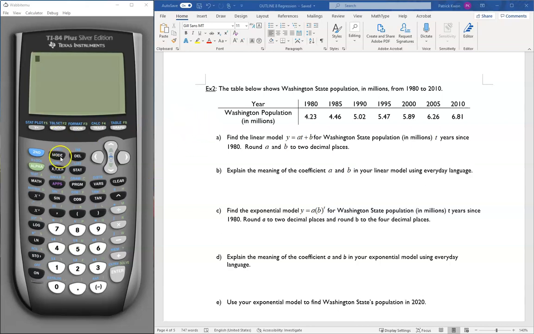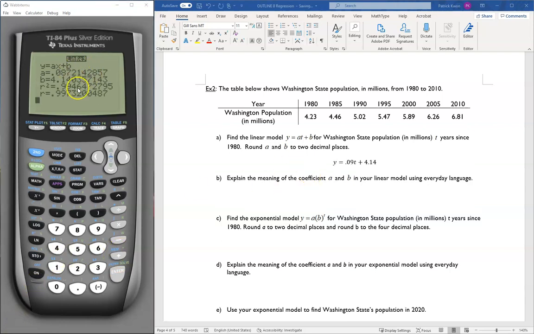So, just like last time, we want to hit stat and then we want to edit our table. I have already entered in the data, so if you have not and need some time to do that, maybe pause the video and then enter those in. Once you have filled out your table, then you want to go back to stat. We want to calculate, and it specifically asks us to do a linear regression. So we're going to go down to option 4, hit enter, and then make sure all of that looks good, which it does, and then we'll hit calculate.